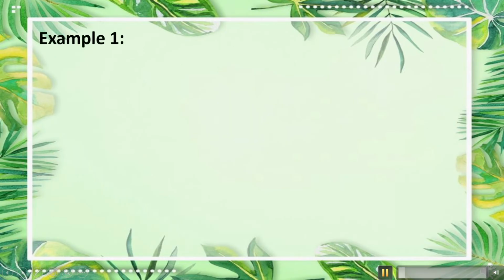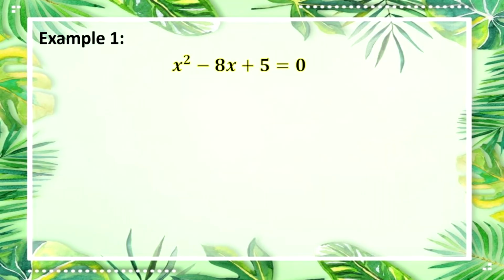Example number 1. X squared minus 8x plus 5 is equal to 0. The first step is you have to identify what are the values of a, b, and c. In this equation, a is equal to 1, b is negative 8, and c is 5.